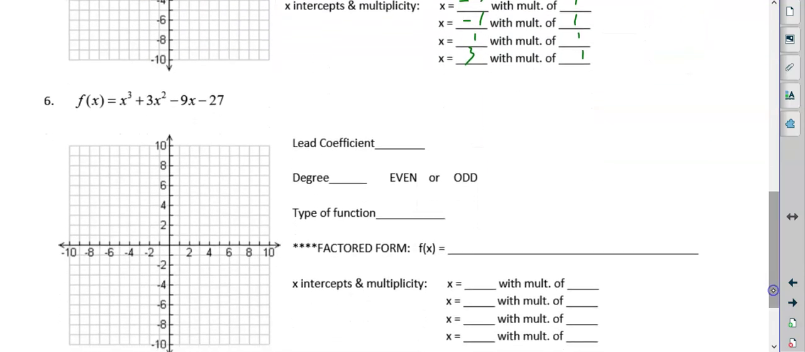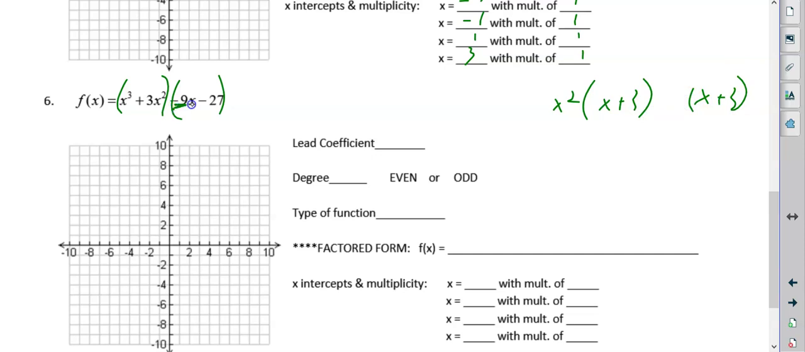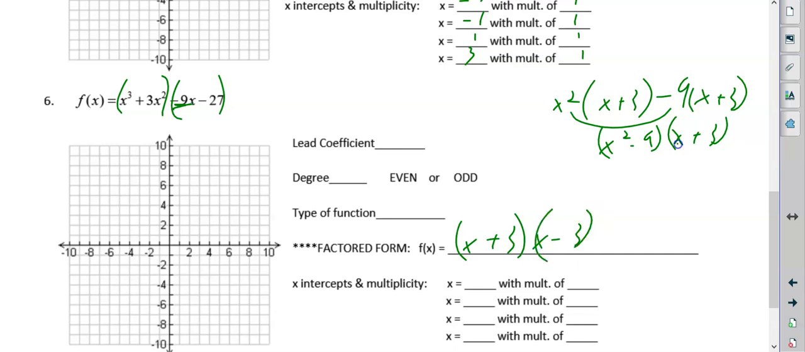That's it. This one again, we're going to factor by grouping. We're going to take out an x squared. That's going to leave us with x plus 3. I get to cheat and write the x plus 3 over here. What do I need to divide this by to get 1x? That'd be negative 9. That gives me x squared minus 9. X plus 3. Now the x squared minus 9 is going to break down to x plus 3, x minus 3, and we have this extra x plus 3 over here. Notice that this and this could also be written as x plus 3 squared.